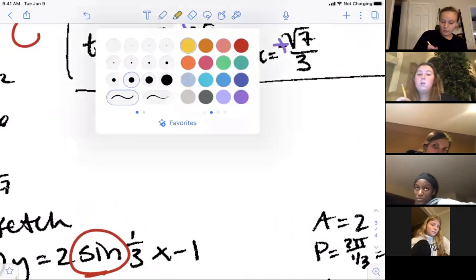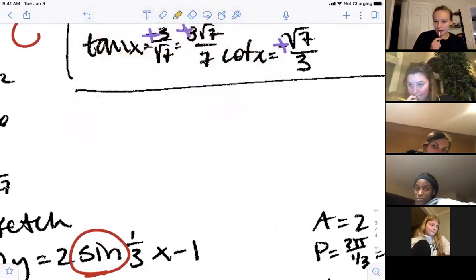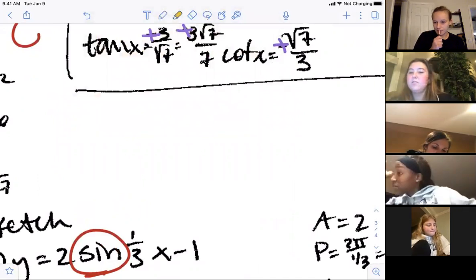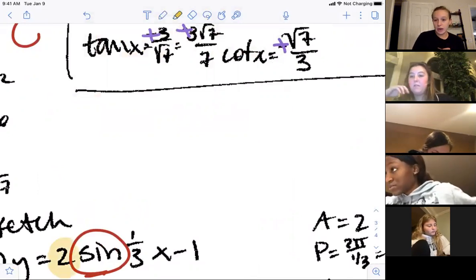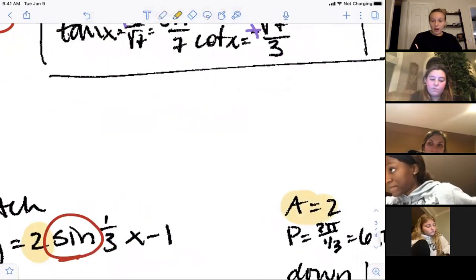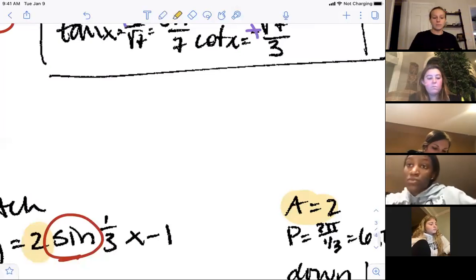Do we have any problem with identifying the period or amplitude? Are we okay on amplitude? I still kind of struggle with that too. Okay. Amplitude is always the number in front of the trig function. So whatever number is at the very beginning is your amplitude. So that means that wherever our middle is, we're going 2 above and we're going 2 below.